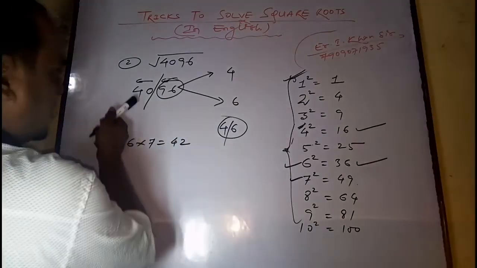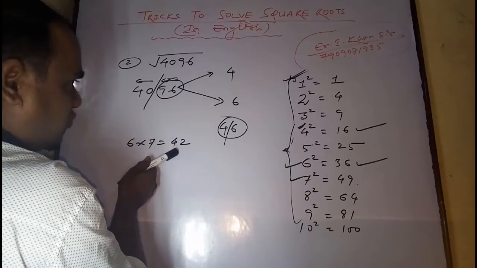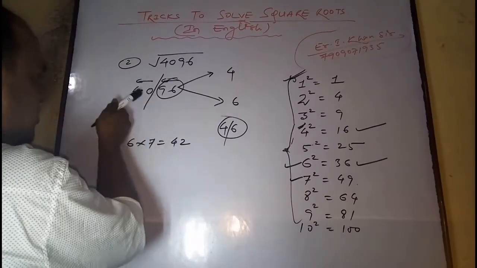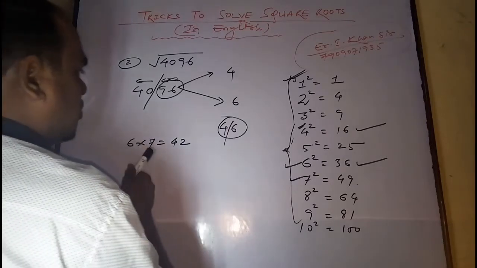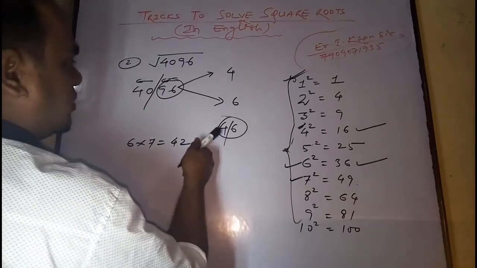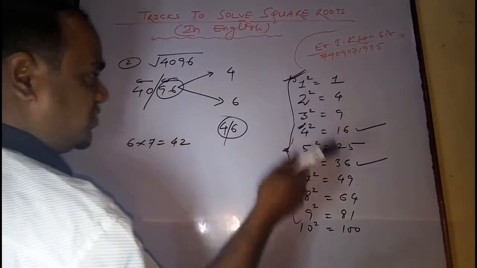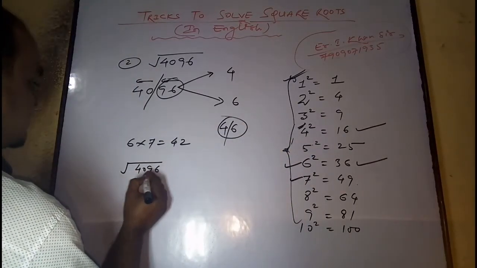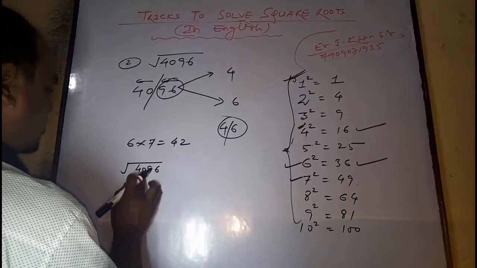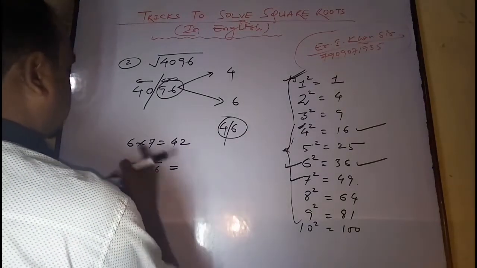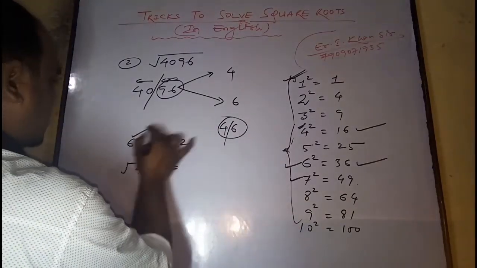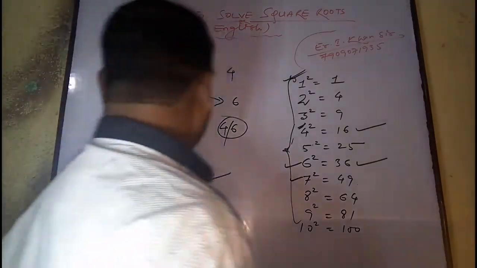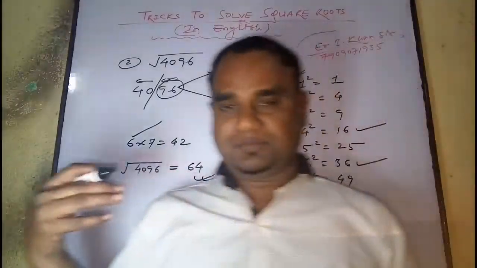And now you have to see this is 40 and this is 42, and we find this number is smaller than this. Then you have to take the smaller number as your last digit. Okay, therefore we can say that the square root of 4096, the first digit is always with the smaller number, is 64. Okay friends, I think that is clear.